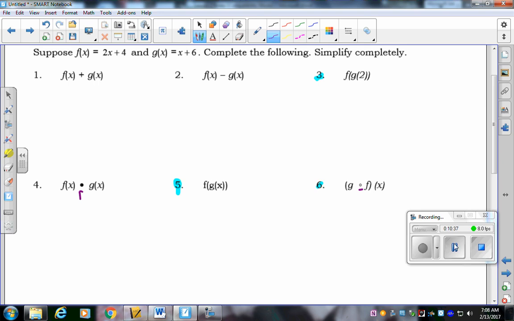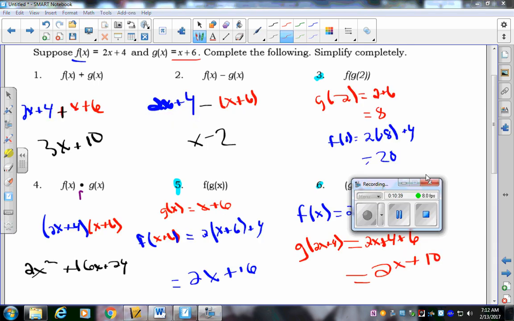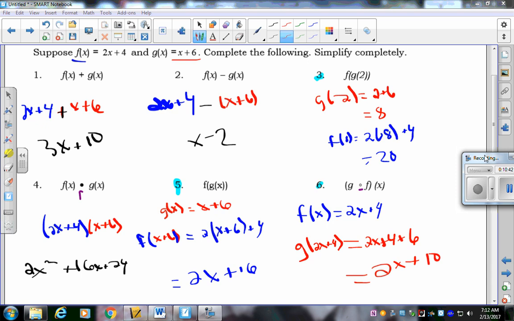Pause. Now. All right, take a look. The first one was just adding. Second one, subtracting. Distribute that negative. Number 3, substituting 2 into g, taking that answer, which was 8, putting that into f. I got 20. Number 4, I'm just foiling it out. Number 5, taking g and plugging it into f. And then 6, doing that in reverse.